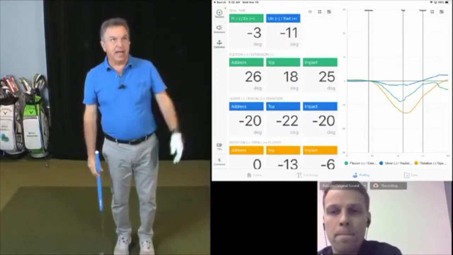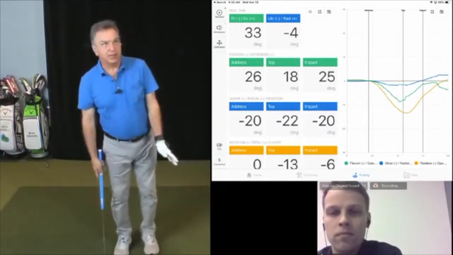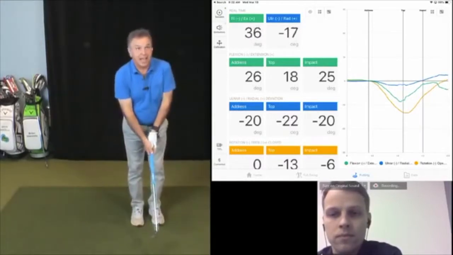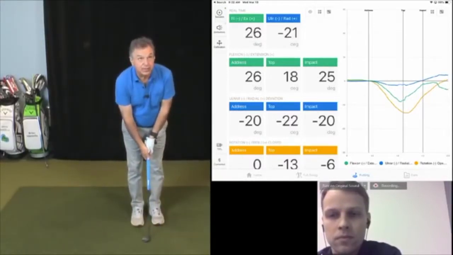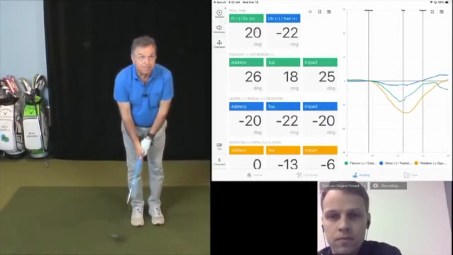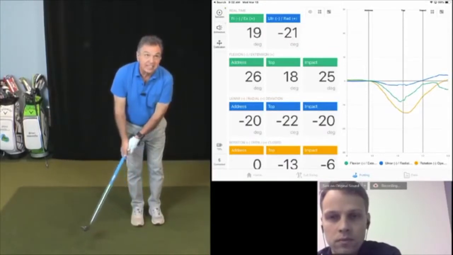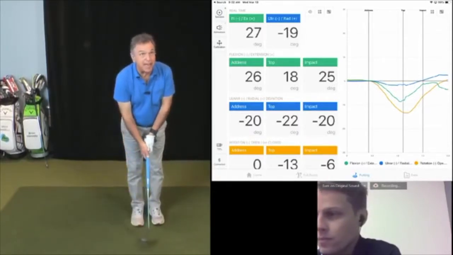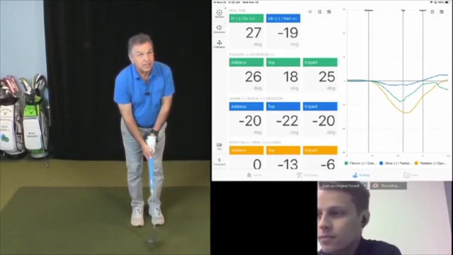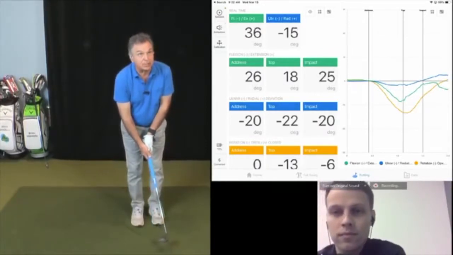Again, live view at the top. So flex and extension. What that's saying is, okay, I had 26 degrees of extension in my left wrist here, and then I added a little flex, I went toward flexion and got to 18 at the top. And then I released it, not just back to 26, but actually just short of it at 25. Okay, so you see if I've released it more, the number's higher.